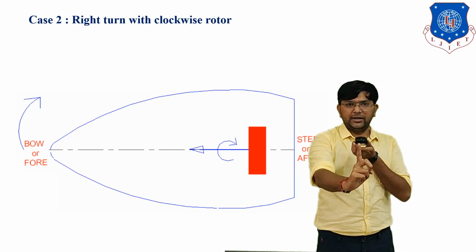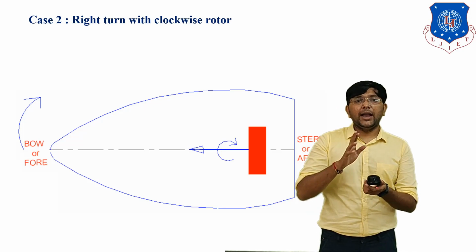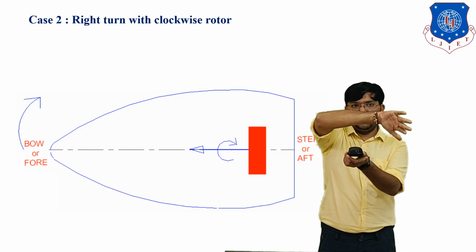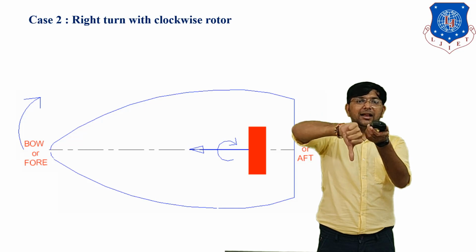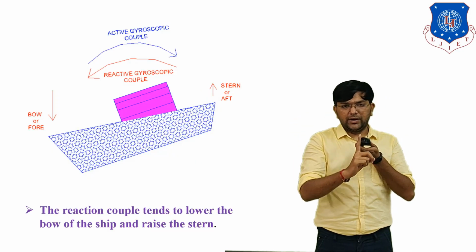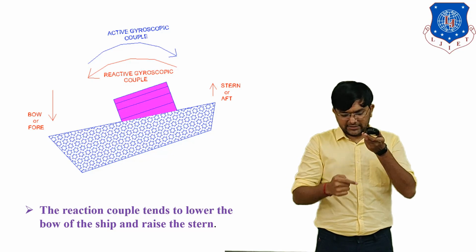So we have the first vector in the straight direction. Now it tries to take a right turn. So this is a ship. It tries to take a right turn. Put your fingers in the right turn. At that time, the second vector is in the downward direction. So again we have two vectors. The first vector is the forward direction. The second vector is the downward direction.